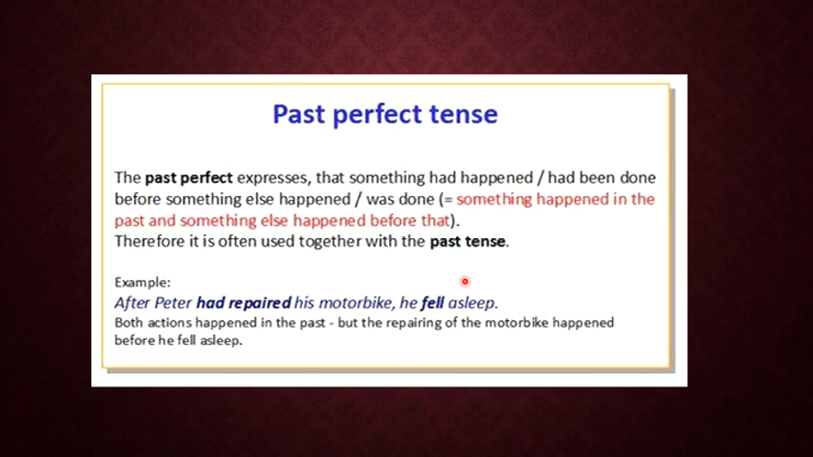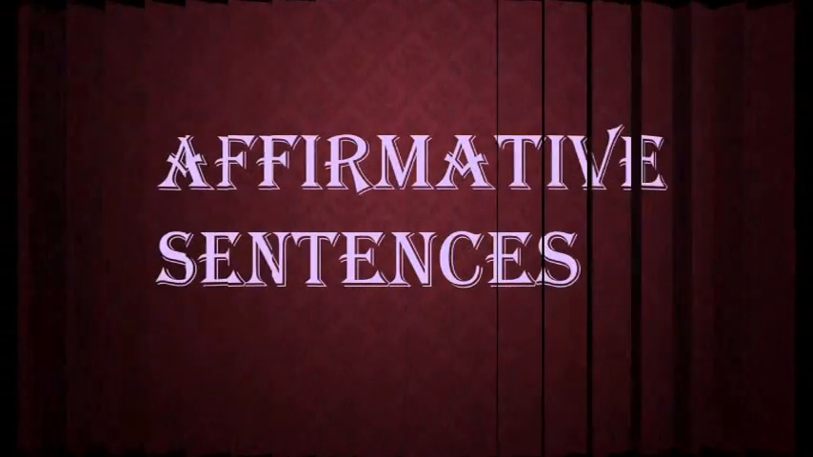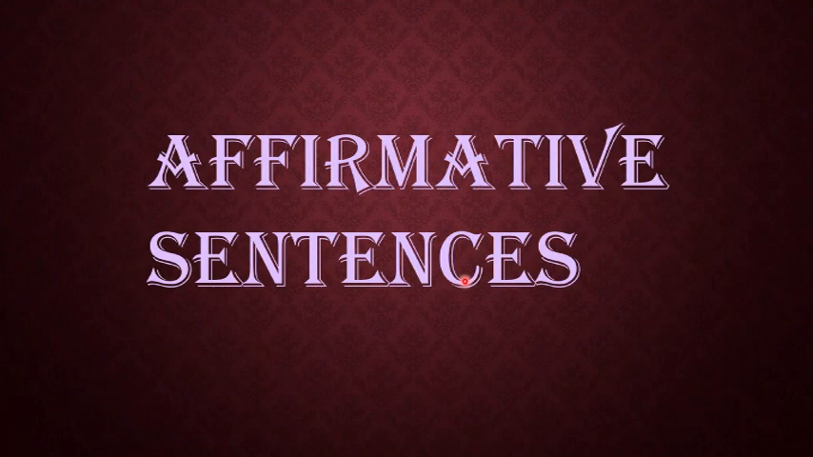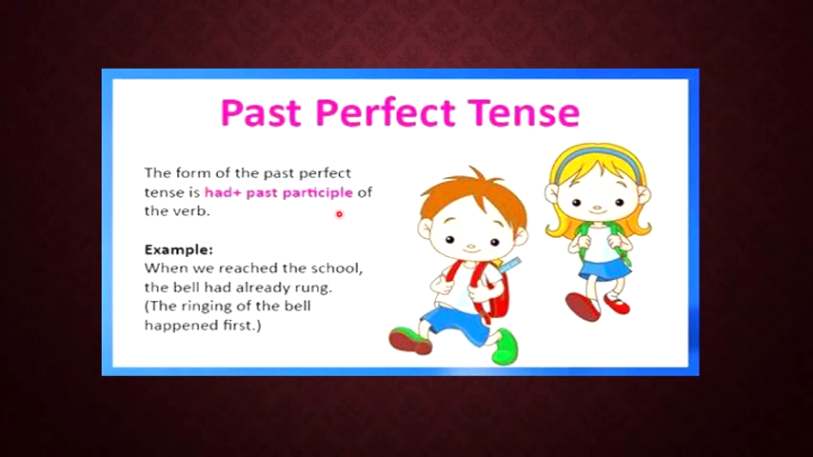Alright? Let us see next. Now comes the rules. Now in today's session, dear children, we are going to focus on affirmative sentences. Alright? That are statements. Now it's very simple. We have to use the helping verb had and past participle form, that is third form of your verb. Now see this example. When we reached the school, the bell had already rung. Now rung is the past participle, the third form of the verb ring.